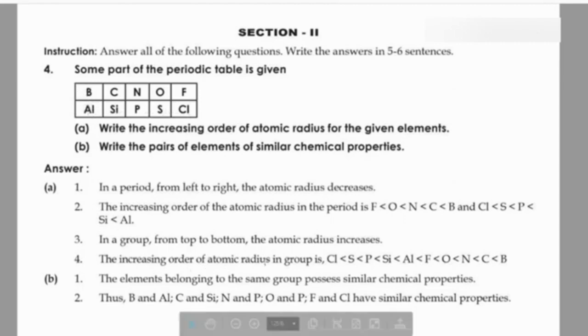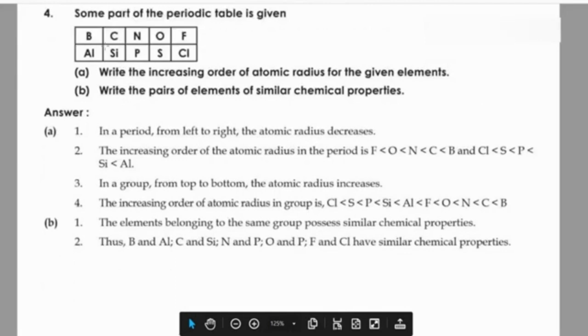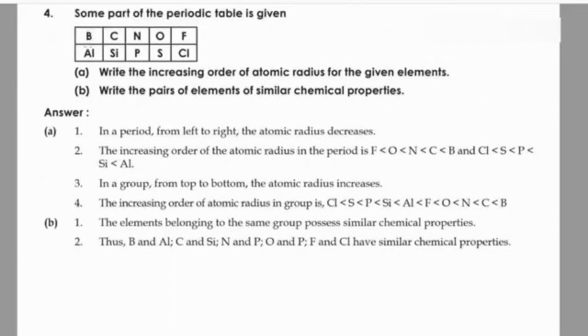Write the pairs of elements of similar chemical properties. The elements belonging to the same group possess similar chemical properties. Thus, B and Al, boron and aluminium, carbon and silicon, they all have similar chemical properties.